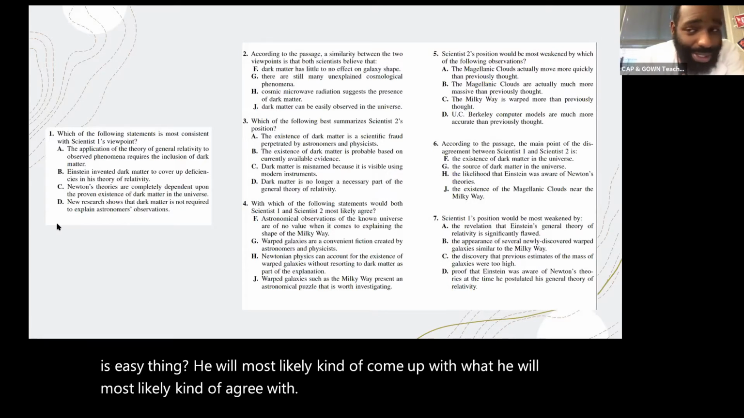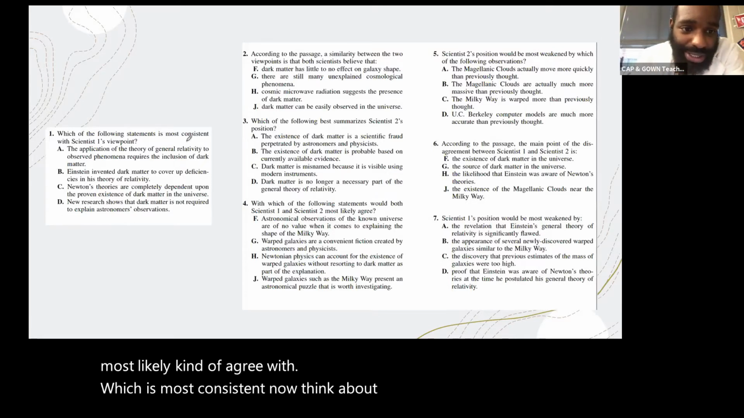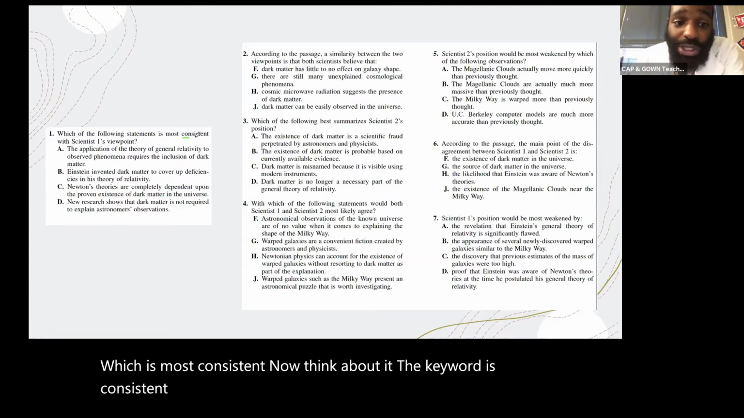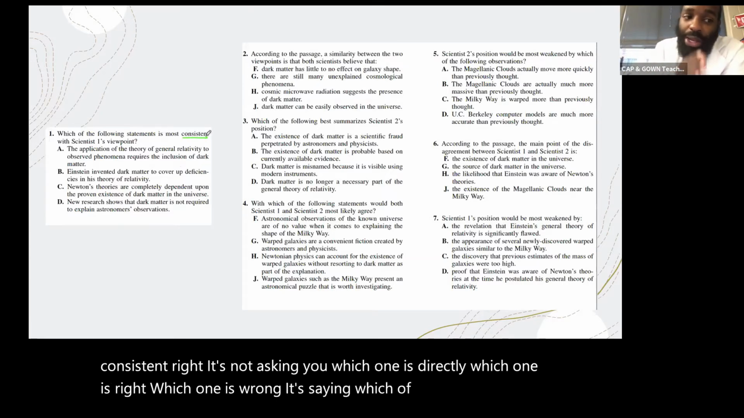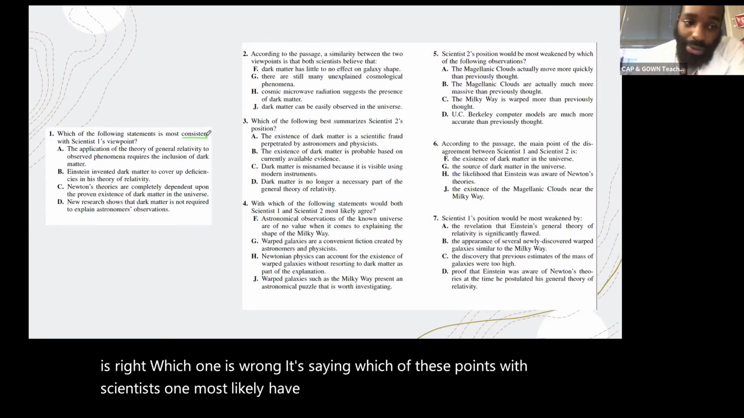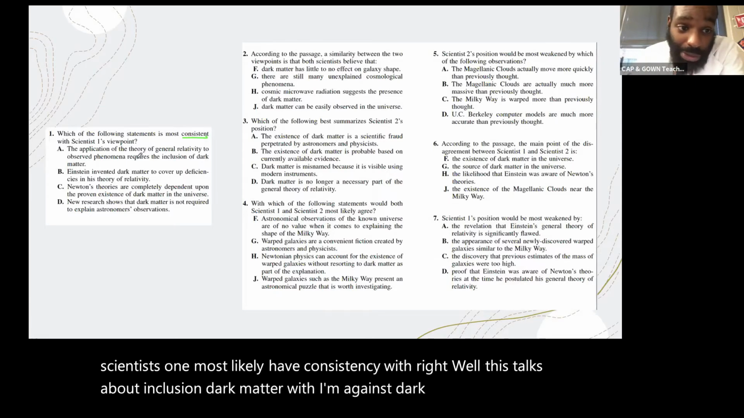Which is most consistent? Now, think about it. The key word here is consistent, right? It's not asking you which one is right, which one is wrong. It's saying which of these points would scientist one most likely have consistency with, right? Well, this talks about inclusion of dark matter. Well, if I'm against dark matter, I can't talk about the inclusion of dark matter.